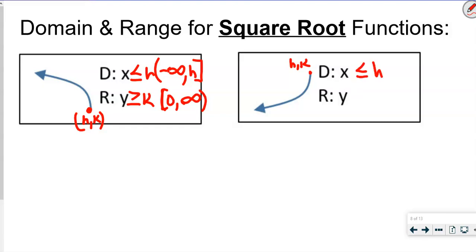So when we write this one, it's going to be just like the last one. So we got our negative infinity, and on the right it's h, right? Now when we're going up and down, that's what we're talking about as far as y is concerned. So what's happening to y this time? Yep, you're right, it's going down. So this is going to be less than or equal to k.